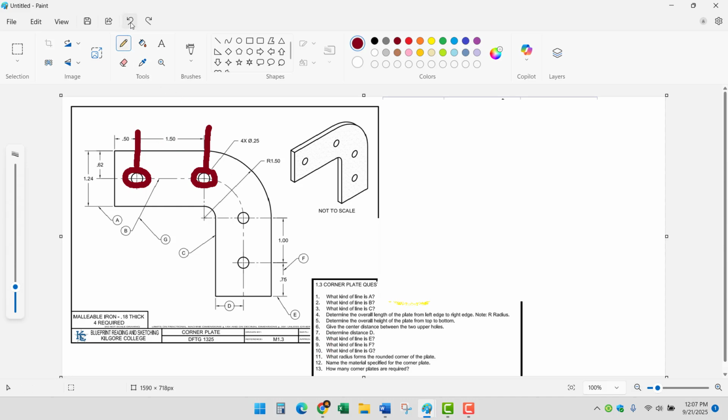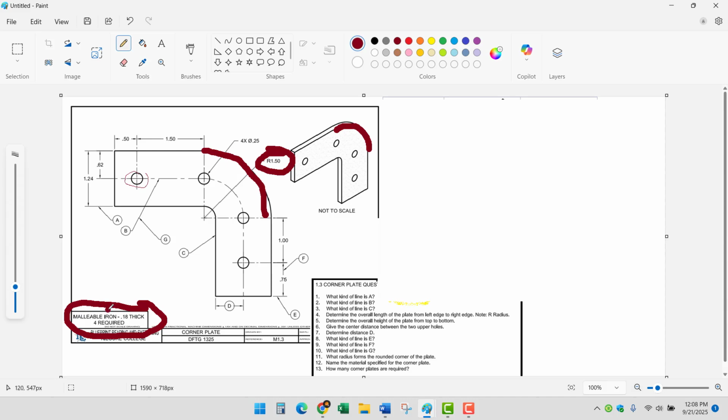Number 11 says what radius forms the rounded corner of the plate, which is here. The radius for that would be given here, and that's 1.5. And number 12 and 13, I think most of you got those correctly. Name the material specified. It's given to you in the form of a note. It's malleable iron. And then number 13 says how many corner plates are required. And it tells you that we need 4 plates.